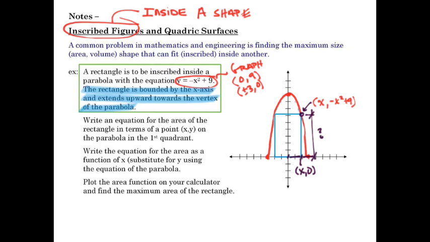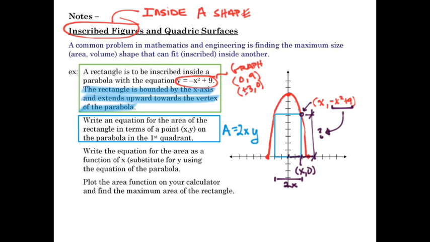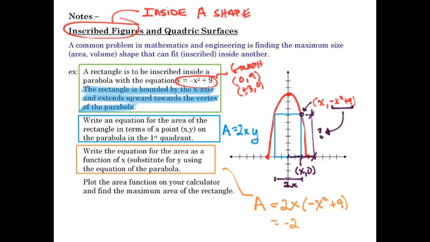And so that's going to be a key part here, because now I have something that's just in terms of x, which is going to allow me to maximize it. So if you think about our actual dimensions, this is x and x, so that's 2x. This is negative x squared plus 9. To find the area of a rectangle, you take the length times the width. And in this case, that's going to be our equation here.